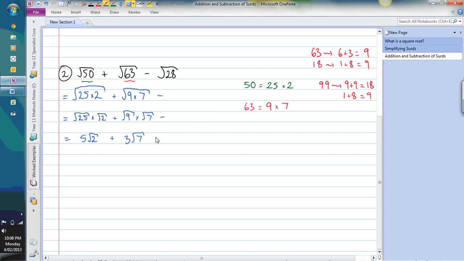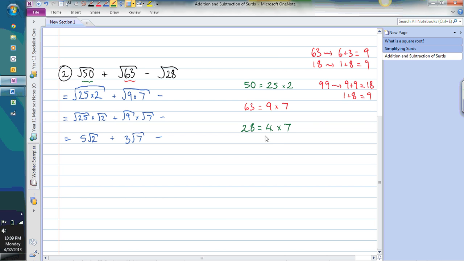And we've now got to deal with the last part. I'll do this one pretty quickly. 28. Thinking of numbers that multiply to give 28. 28 I can see can be divided by 2 twice, because if I divide it once I get 14. If I divide it again I'm going to get 7. So that means I can divide by 4, because I could divide by 2 twice. So 4 times what gives me 28? The answer is actually going to be 7.